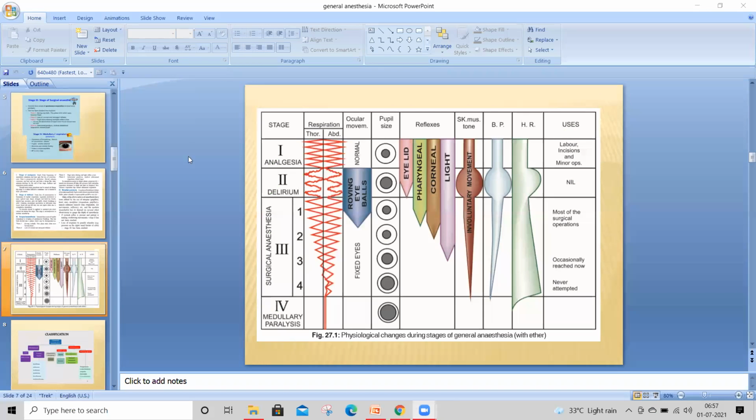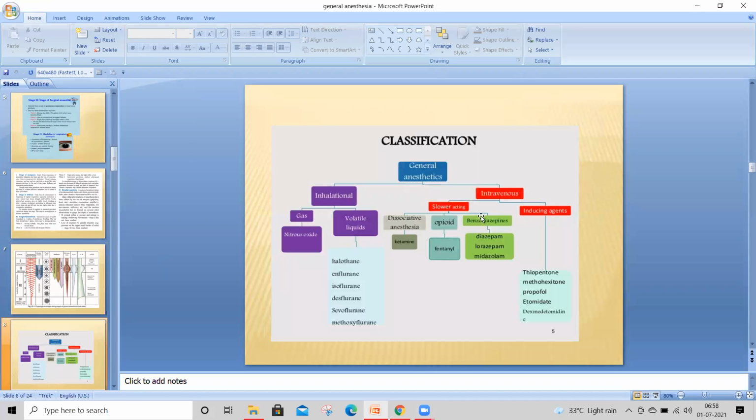And so next you have to know the types of general anesthetics. This slide is very, very important. You have to remember this. And you see, two types of general anesthetics are there. One is inhalation type, another is intravenous type. In the inhalational type, again two types: gas and volatile liquids. You have to remember the gas.